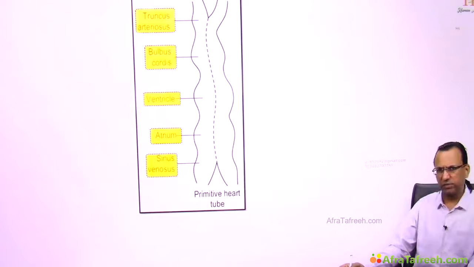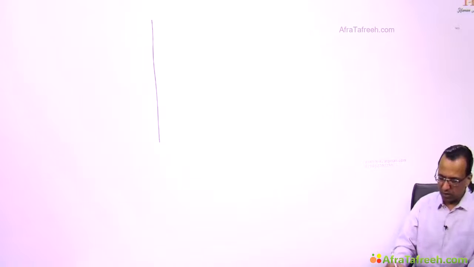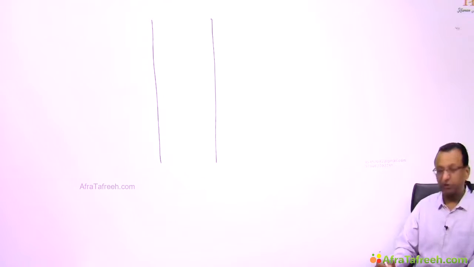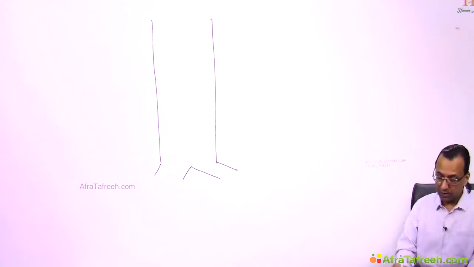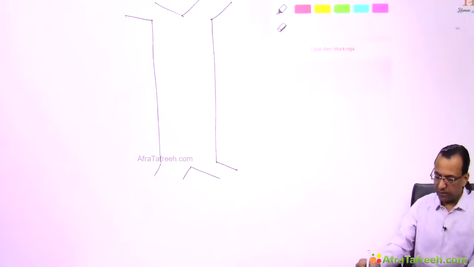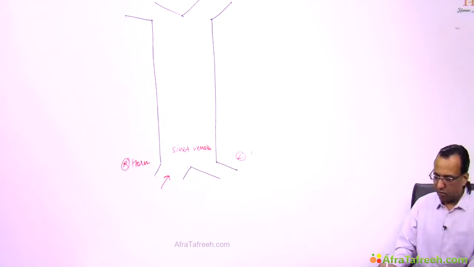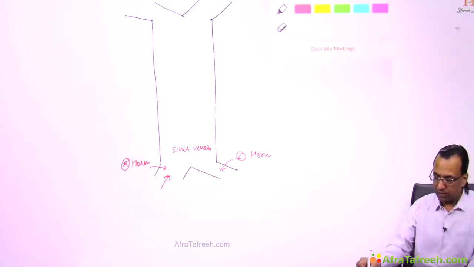Let us discuss it by drawing ourselves. We draw the heart tube now? Yes. Okay, let us do it. So this is the heart tube, and the heart tube has some input channel, and then there is some output channel. When you are talking about the input channel, it is basically some blood coming in, and that will be the right horn of the sinus venosus, and then there is also the left horn of the sinus venosus.